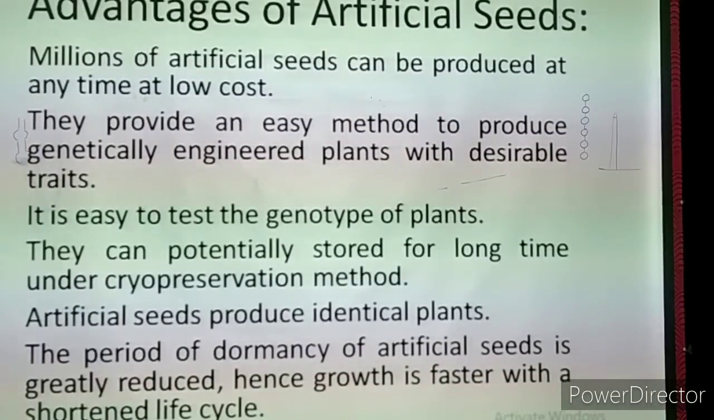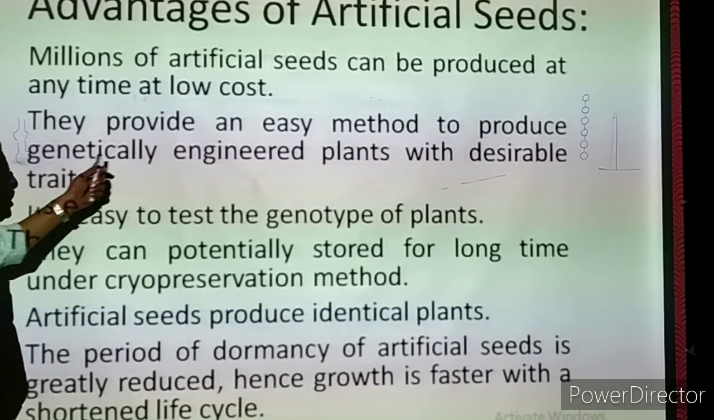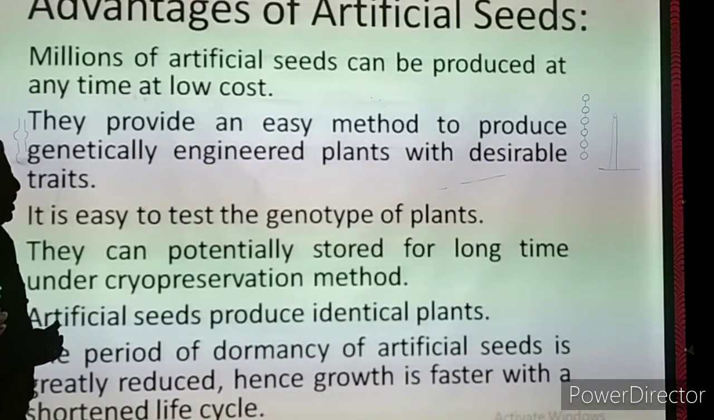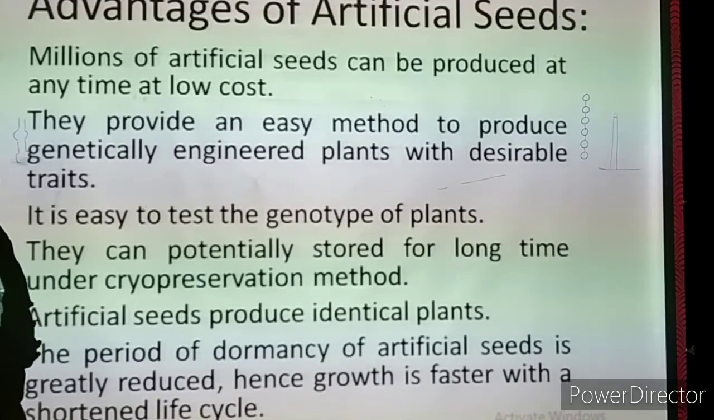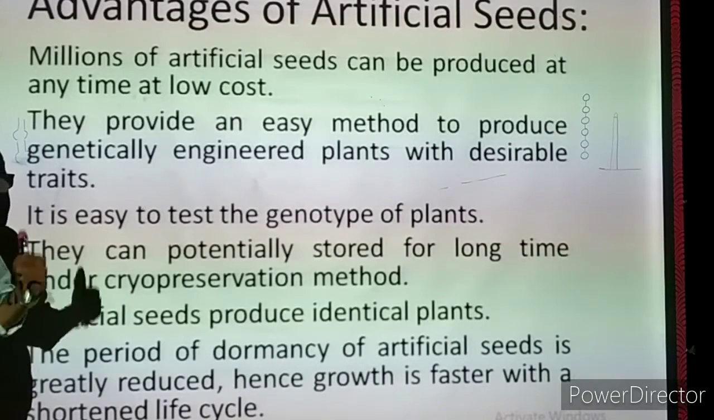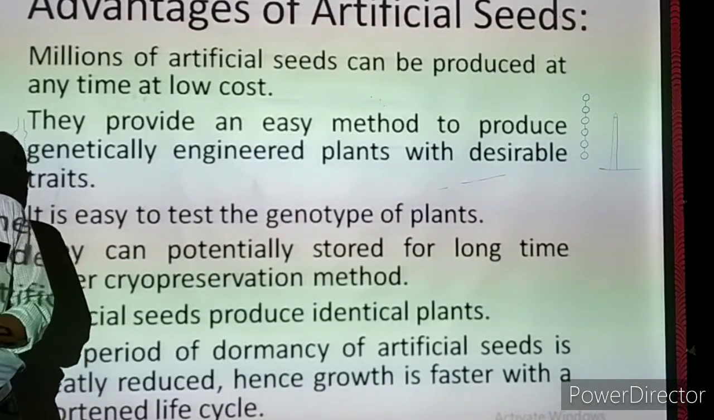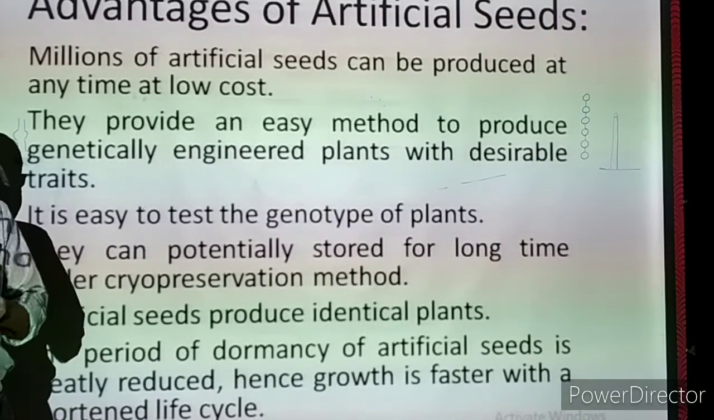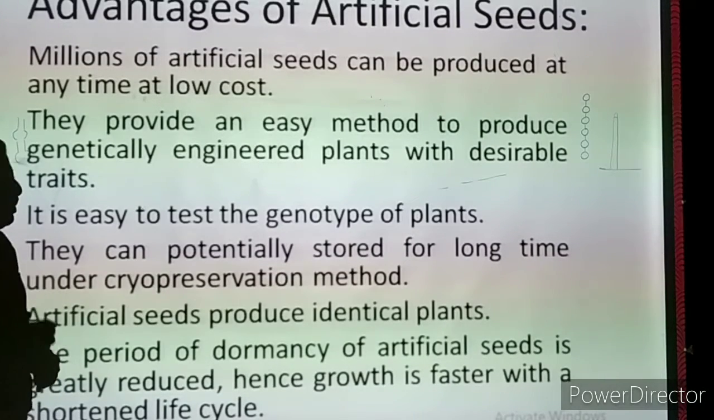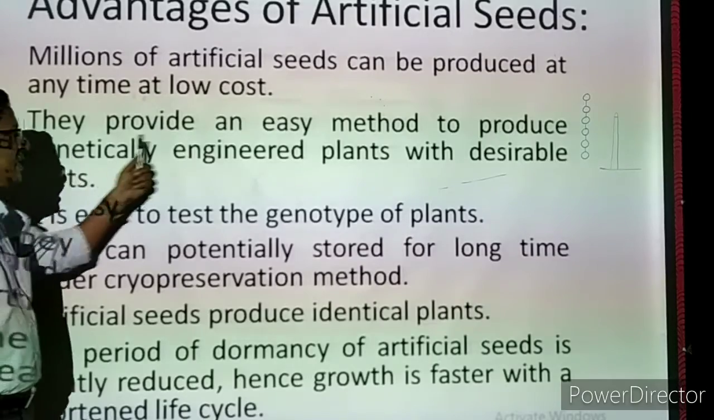Now we have to see what is the meaning of genetically engineered plant. One plant is there. Now the plant is having its own characters. Imagine that it is having about 100 characters. The 100 characters are governed by genes. All the characters are original characters of the plant. Now what is the meaning of genetically engineered plant?